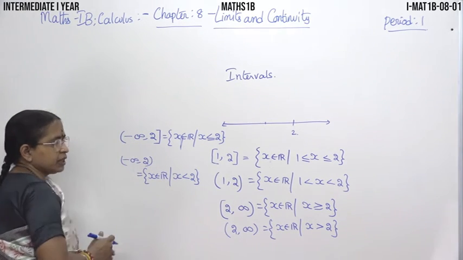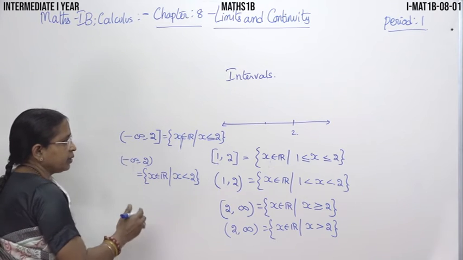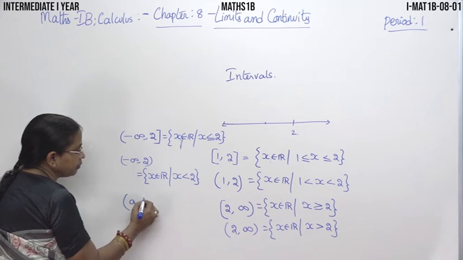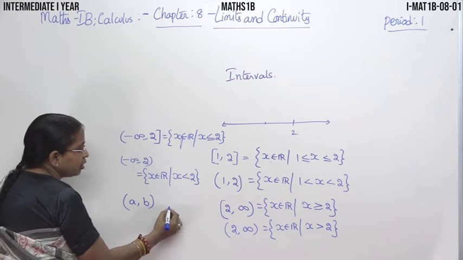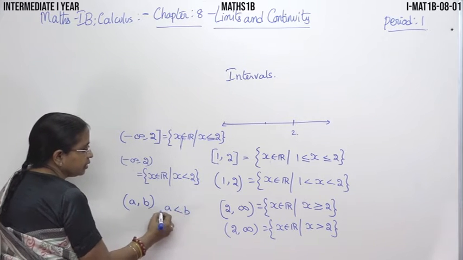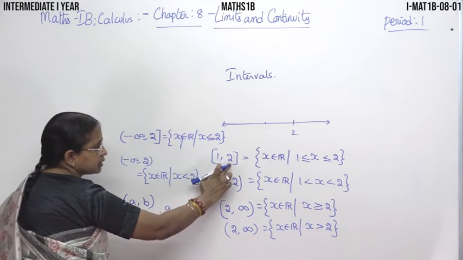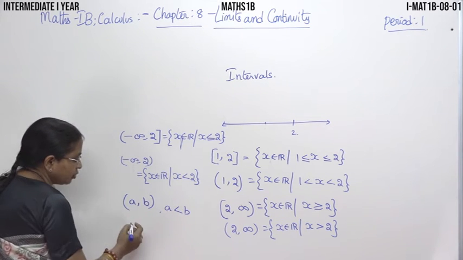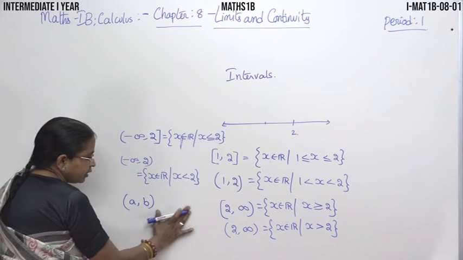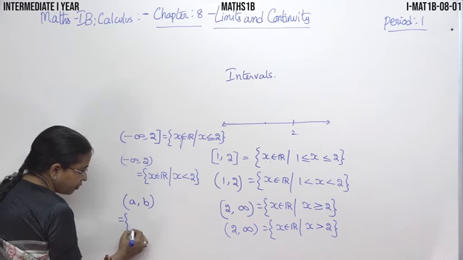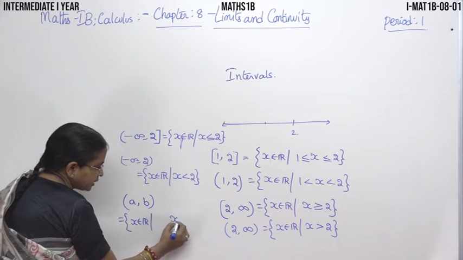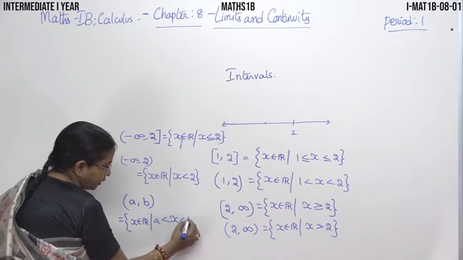So here we took an example taking the number as 2. In general, if you have (a, b), a should always be less than b. Here the first number should always be less than the second number. A should be less than b. So this interval is equal to the set of all x, x is a real number such that x lies between a and b.